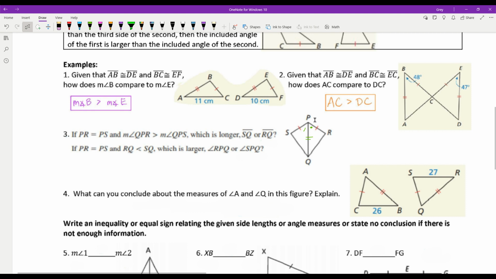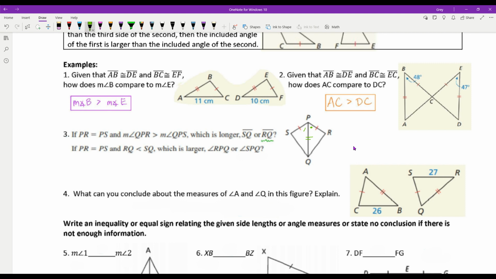So this is still an example of side angle side, the angle in between. But they told us that angle P up here, QPR, was larger than QPS. So that means that the side RQ has to be larger than the side SQ. So that's going to be your answer.